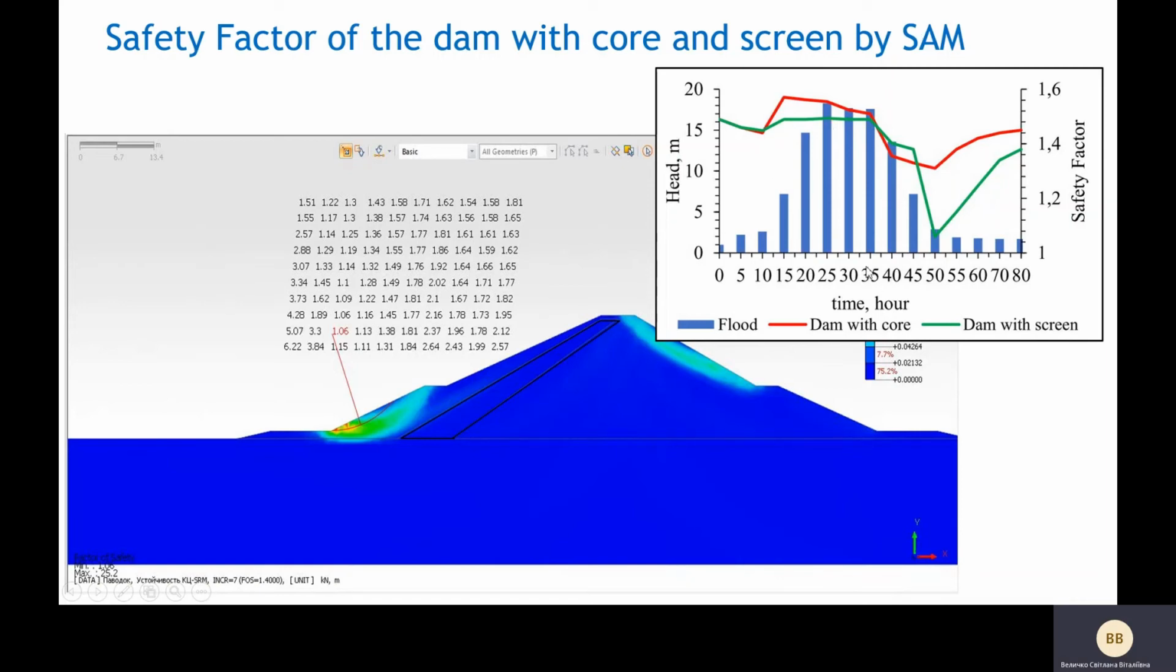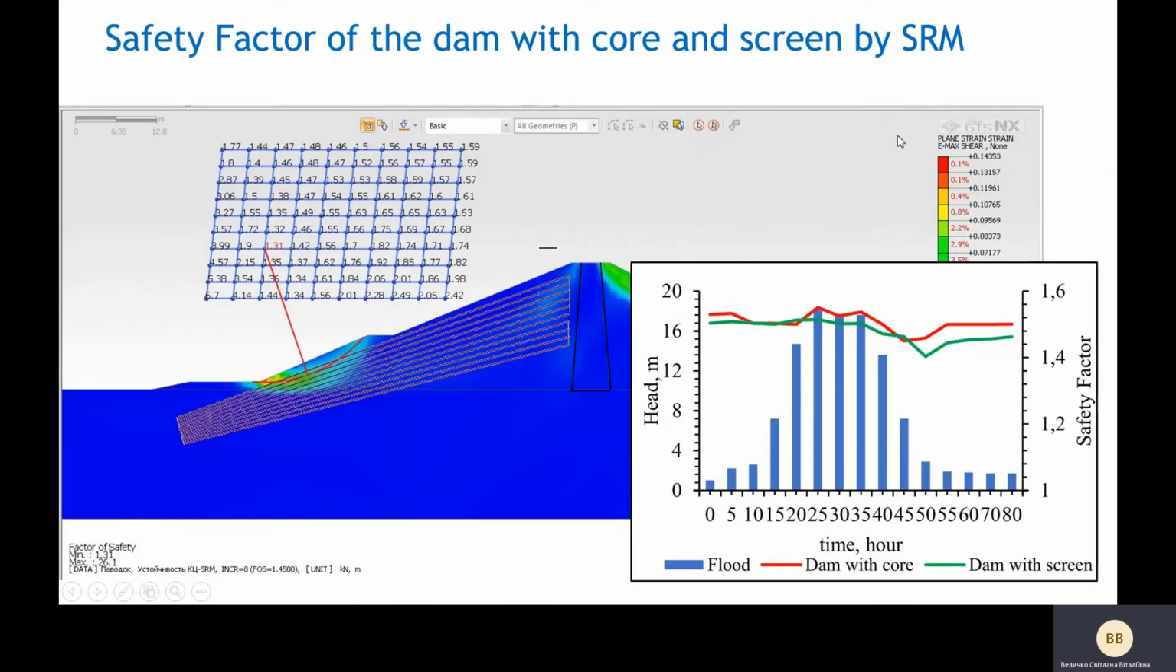After 35 hours of the flood, the water level begins to fall, and the water level in the reservoir falls faster than the phreatic surface in the dam body, and the slope stability decreases, reaching a minimum value at the time of 50 hours, which corresponds to the highest gradient of the phreatic surface. The upstream slope of the dam with the screen loses stability faster than the dam with the core, and the safety factor reaches the limit value at which the slope is kept stable at 40 hours. At the same time, the dam with the core has a safety margin.